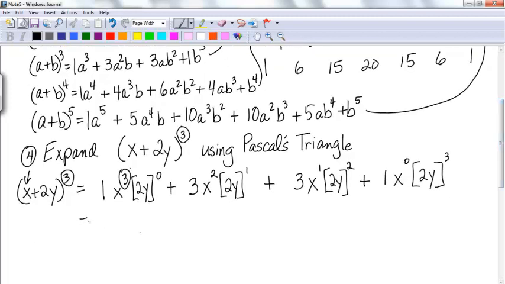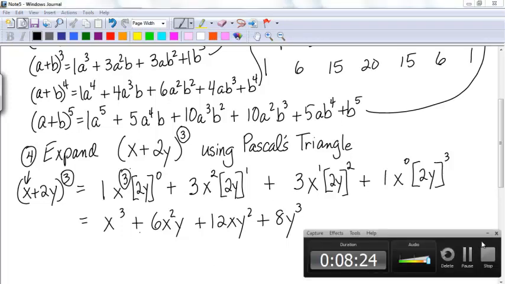Okay? When you expand this out, go one more line. This would be x to the third plus 6x squared y plus 12xy squared plus 8y to the third. Okay, and that's how you use Pascal's triangle to do a binomial expansion. Okay? They will have you practice both.